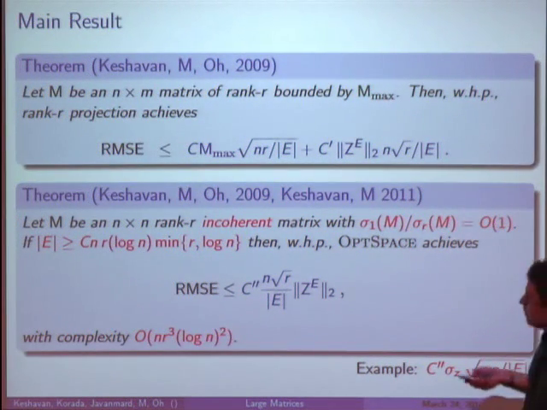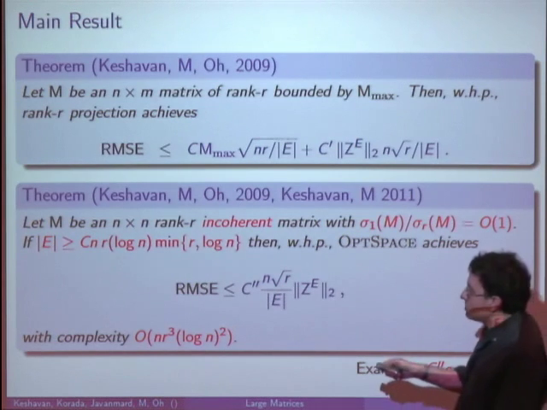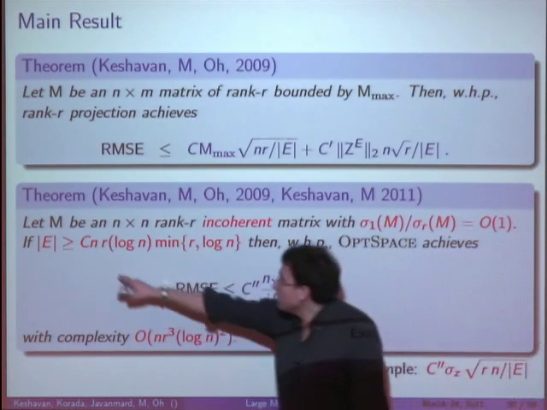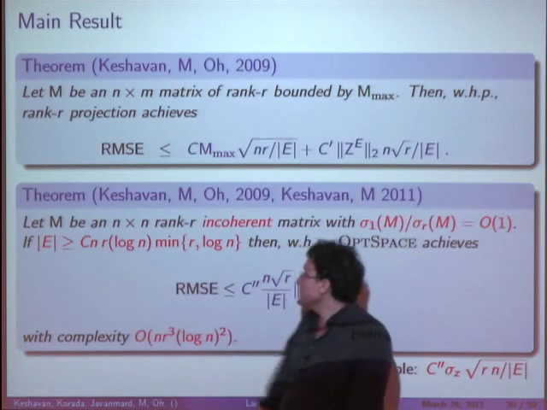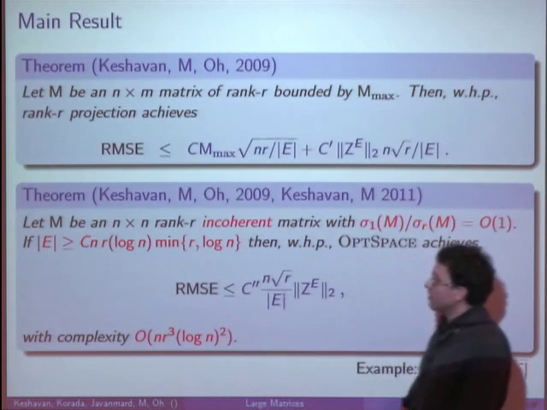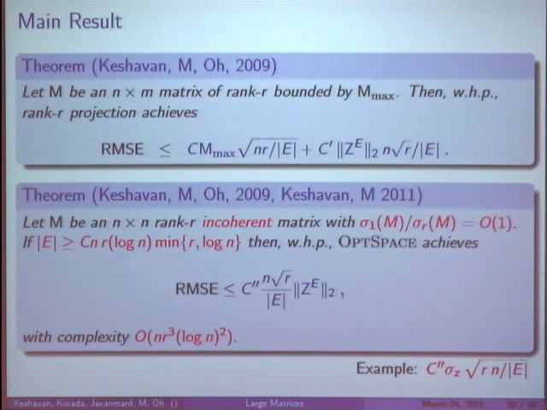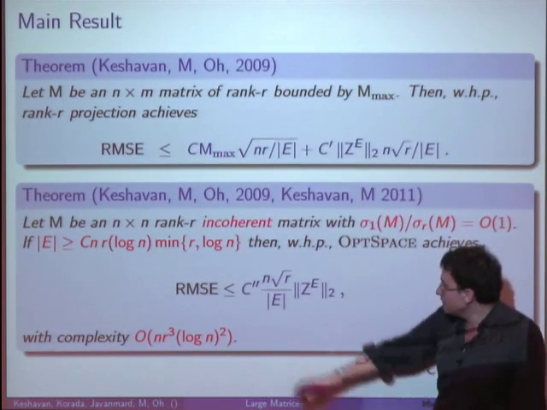What we prove here is that we take an incoherent matrix. It has to have a bounded condition number, the ratio of the largest singular value to the smallest singular value. And the number of observed entries is a constant times n times r times log n, with a small overhead that shouldn't be here, the minimum of r and log n. So think of this as log n squared. Then the algorithm that I described achieves this root mean square error.